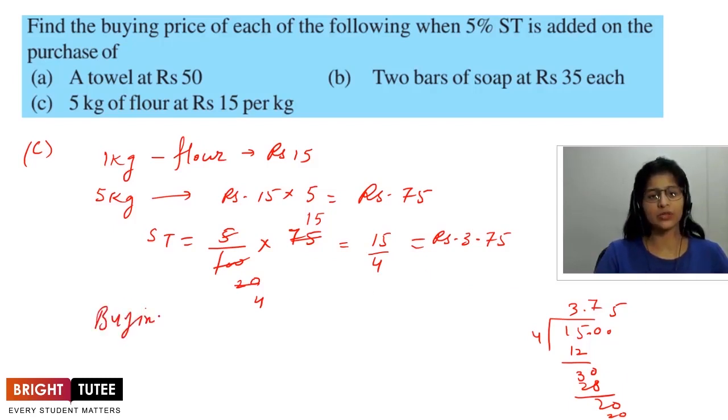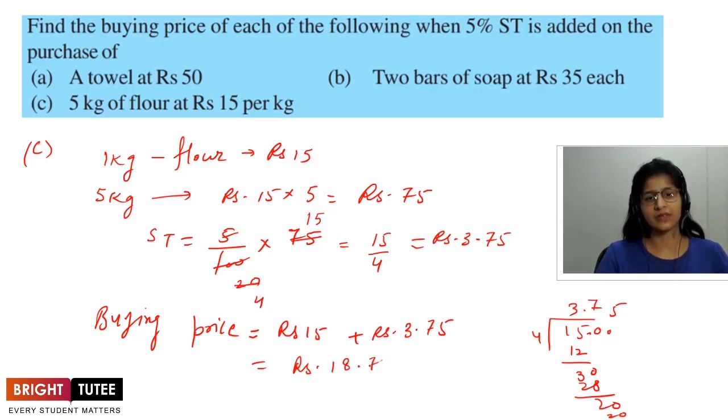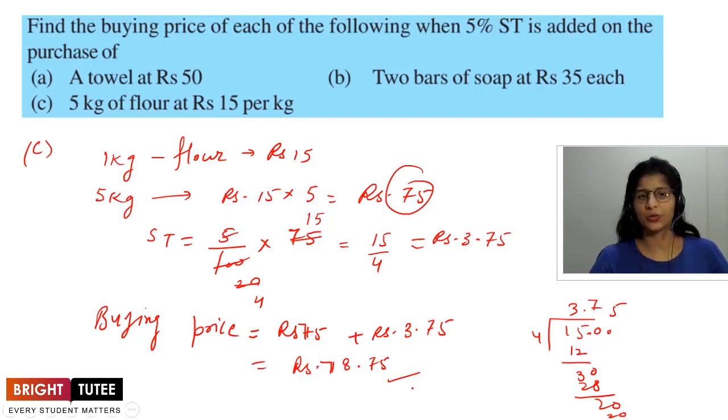So buying price will be equal to rupees 15 plus rupees 3.75. So 15 plus 3 is 18. We have to pay rupees 18.75 to the shopkeeper. Clear? Not 15, we had rupees 75. So we'll add the total money, that is 75. So 75 plus 3 is 78. 78.75. This is the amount that we have to pay to the shopkeeper after adding 5% sales tax into it.